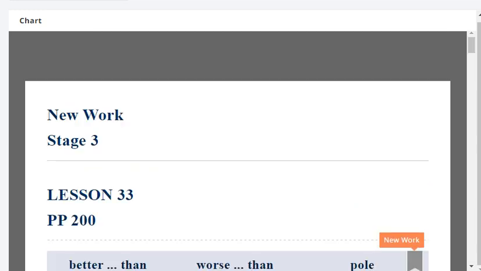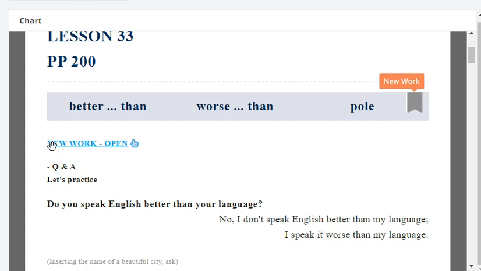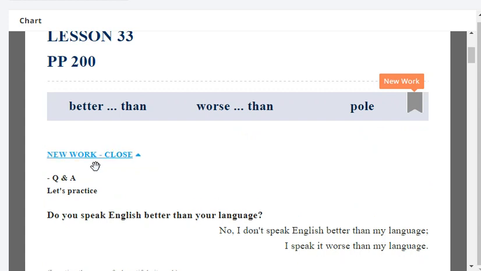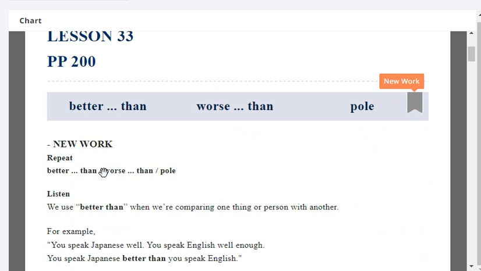Very good. Okay, so that's the end of revision. Let's have new work. Okay, very good, very fast. Okay, let's start. Repeat: better than, worse than, pole. What does pole mean? Pole, like the North Pole, like the point of the Earth.